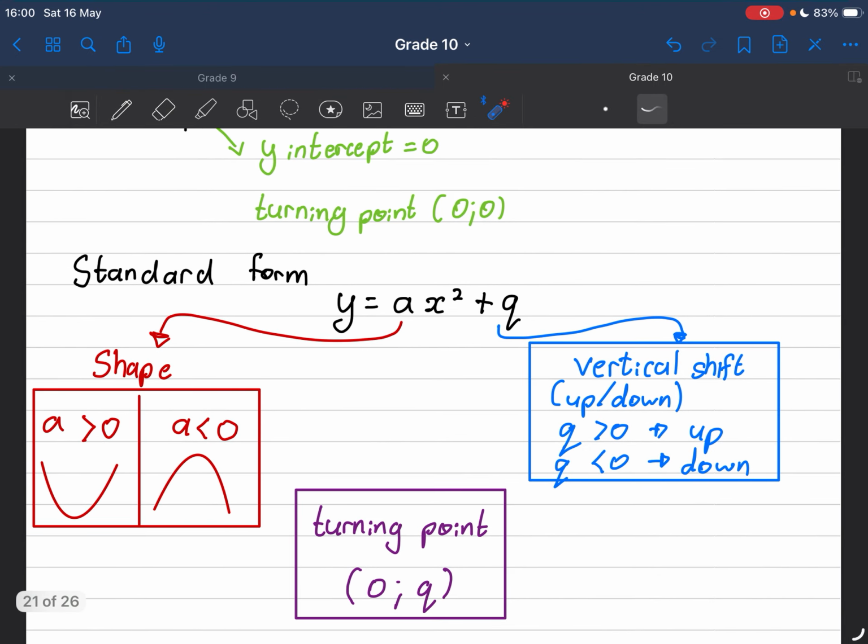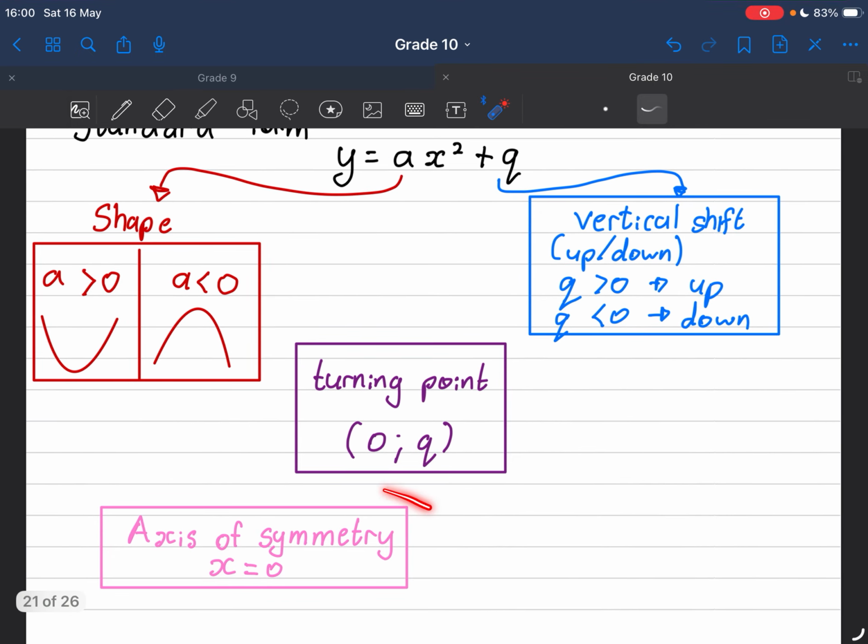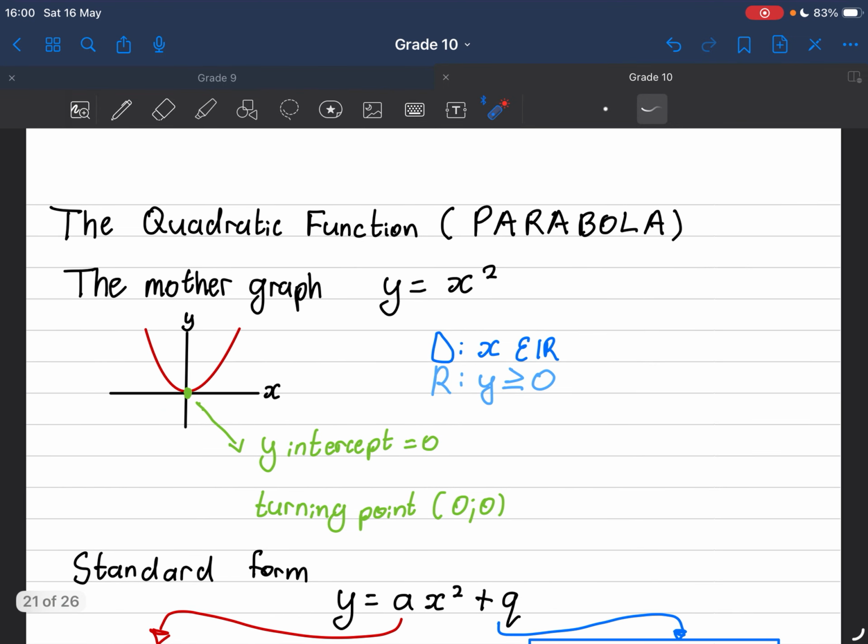We then have a turning point, which was discussed earlier. The turning point can always in grade 10 be found using this idea. It's given by the coordinates 0 and q, where q is whatever the value of q in the equation is. We then have something called an axis of symmetry, where x is equal to 0. Symmetry means if I had to cut this graph in half such that both halves will fit onto each other.